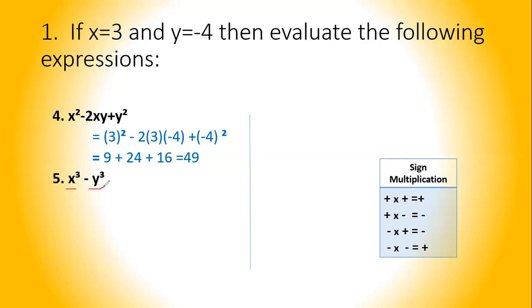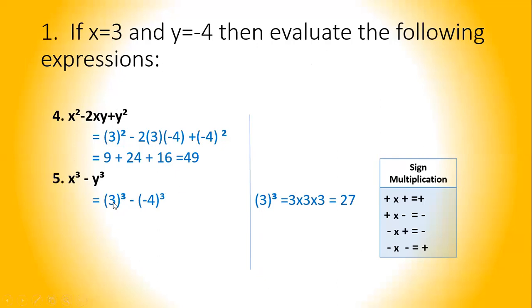Question number 5, x cube minus y cube. Now here, first we have to put the value of x, that is 3, and then we have to put the value of y, that is minus 4, within the small bracket. Now let's see our step number 1. So here is our step number 1: 3 cube minus, from the question, minus 4 whole cube.